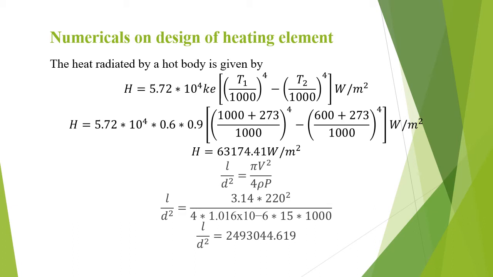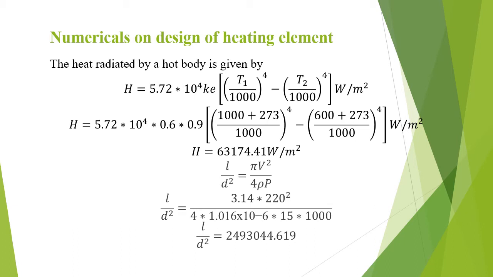So substituting the other values in the equation of heat radiated, we get H equal to 5.72 into 10 to the power 4 into 0.6 into 0.9 into ((1000 plus 273) by 1000) to the power 4 minus ((600 plus 273) by 1000) to the power 4. So T1 in absolute is 1000 plus 273. T2 in absolute is 600 plus 273. So solving this, we get H value as 63,174.41 watt per meter square.